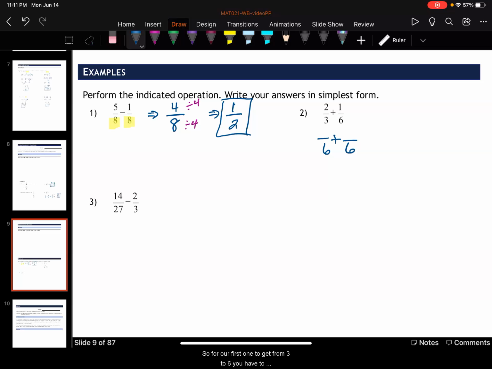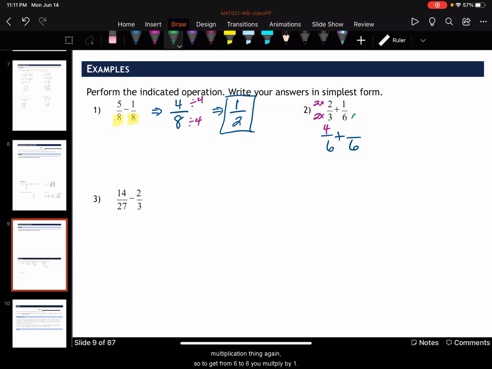Okay, so for our first one, to get from 3 to 6, you had to multiply your denominator by 2. So you have to do the same thing to the numerator. So 2 times 2 will give me a numerator of 4. For our second fraction, 1 over 6, it really didn't change anything, but if you want to do the multiplication thing again, to get from 6 to 6, you multiplied by 1. So 1 times 1 would be 1, so it would stay the same.